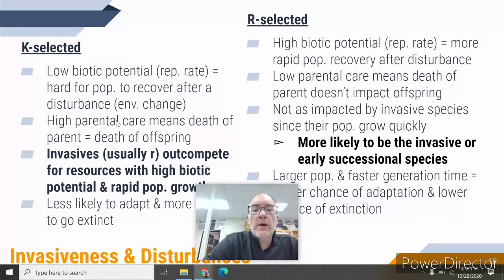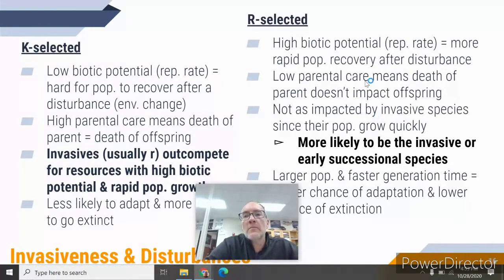Case in point, think of islands like Australia or Hawaii, where there are specialist species that are oftentimes K-selected species, and they're outcompeted by rodents or other species that are able to make it there and reproduce faster. Usually it's a placental mammal versus a marsupial in the case of Australia. So K-selected, less likely to adapt.